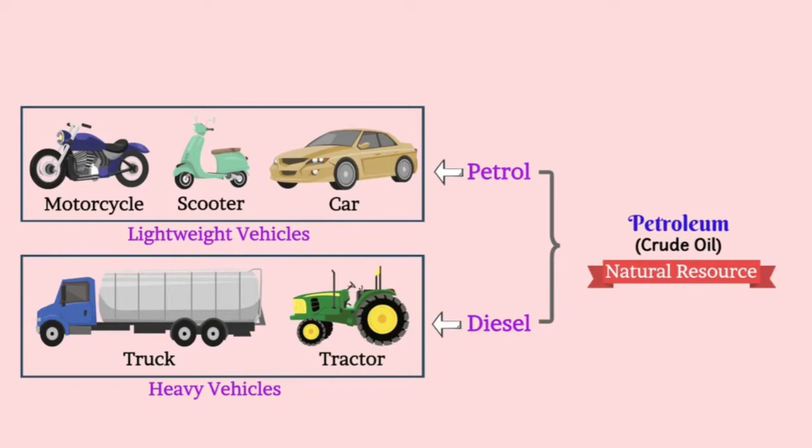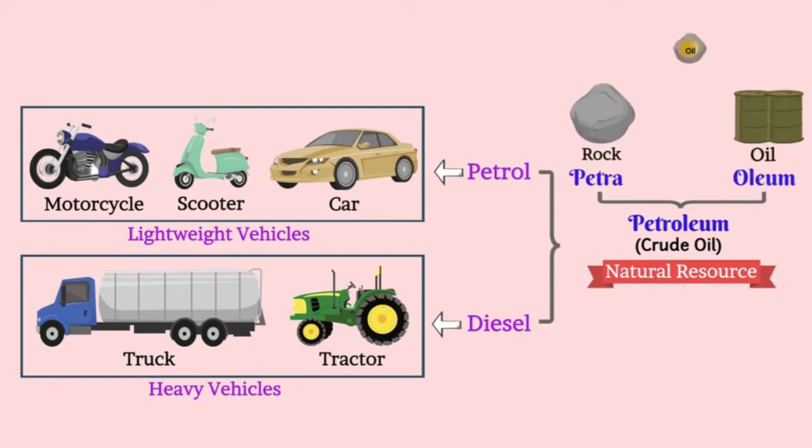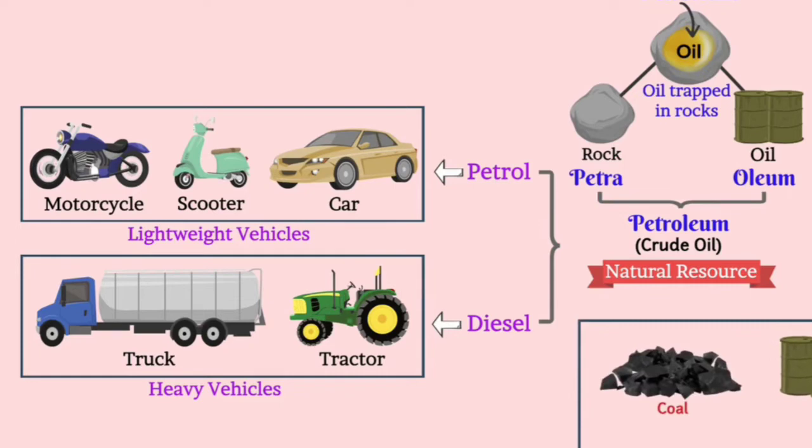Do you know how the word petroleum is formed? Let me tell you. In this word, petra means rock and oleum means oil. The oil obtained that is trapped in rocks is petroleum. Like coal, petroleum is also a fossil fuel, which is an exhaustible natural resource. Let's now understand how it is formed.